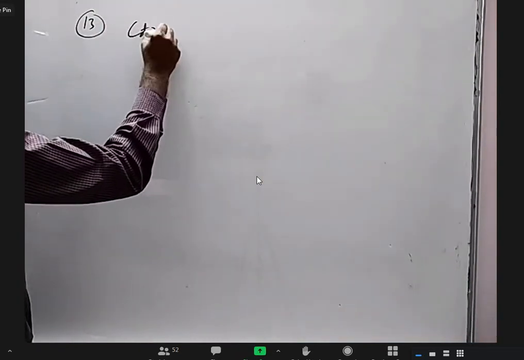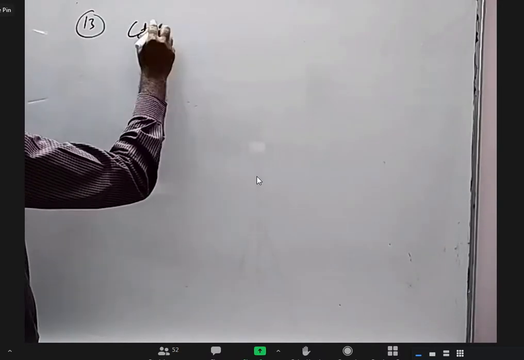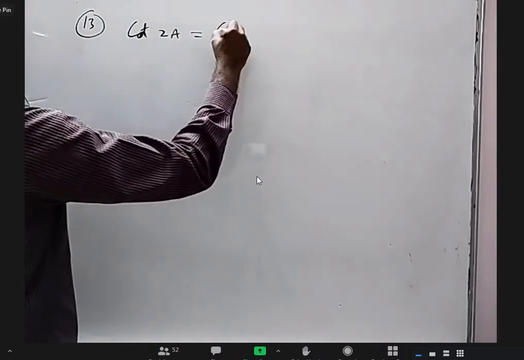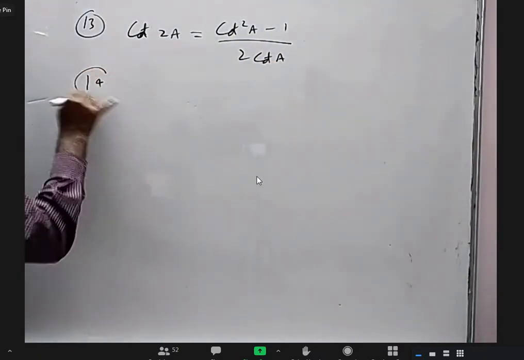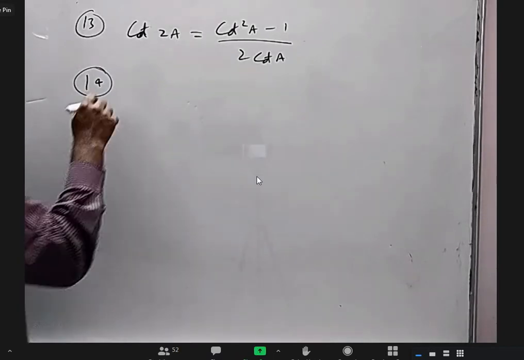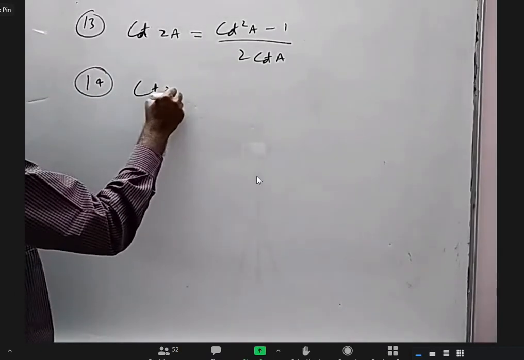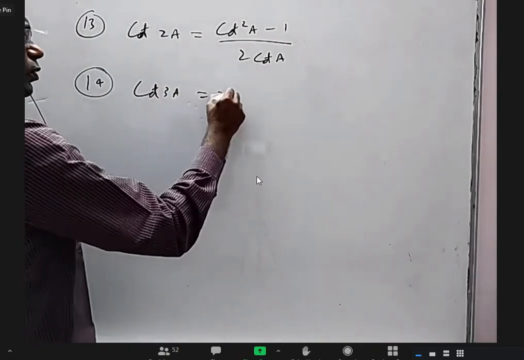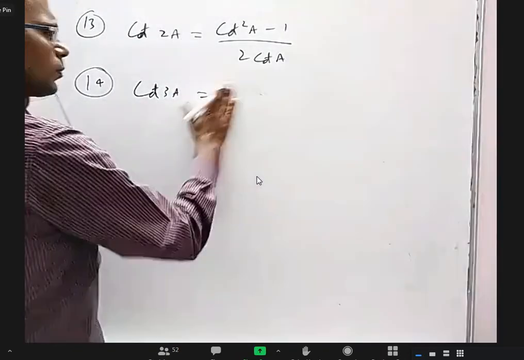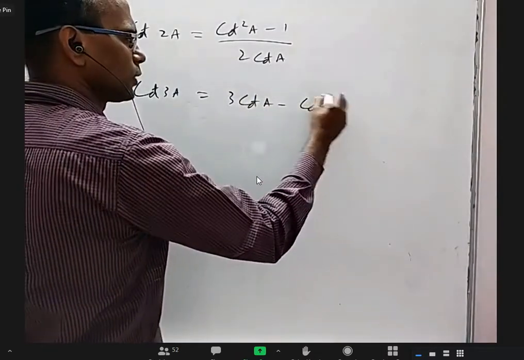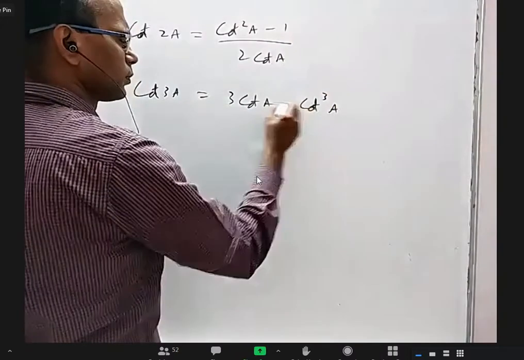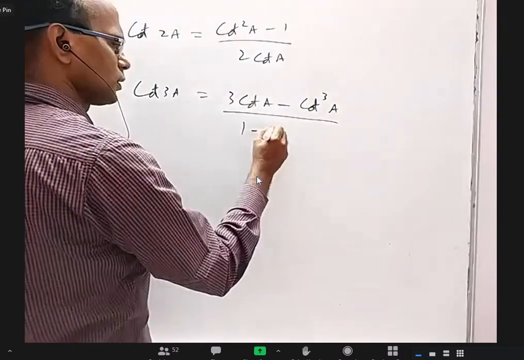Okay, this is the 12th one, just now I finished. One or two formulas I forgot in between. One is cot 2a; I'll just state the formula only: cot 2a is cot square a minus 1 by 2 cot a. And when I mentioned tan 3a, I should also mention cot 3a. It will come the same as tan 3a: cot 3a is 3 cot a minus cot cube a by 1 minus 3 cot square a.